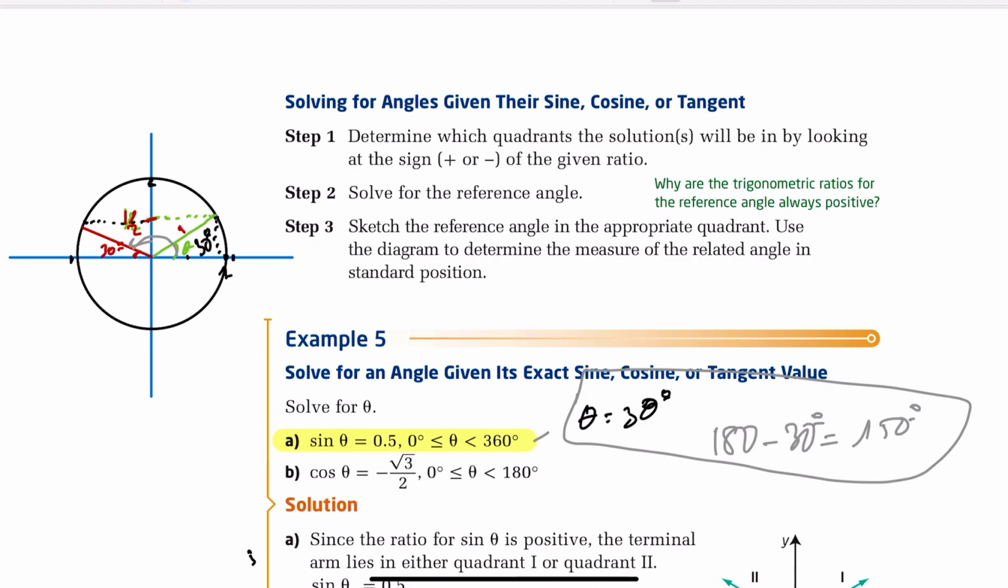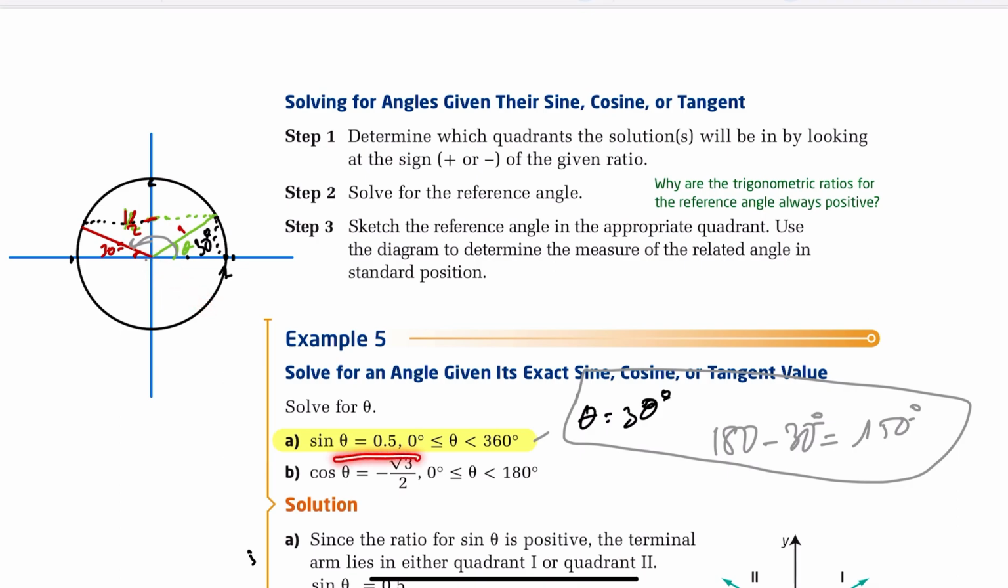Why am I not going to this section? Because in this section my sine will be negative, so I cannot use it because they are telling me that the sine is positive. Same thing here, my sine is negative.